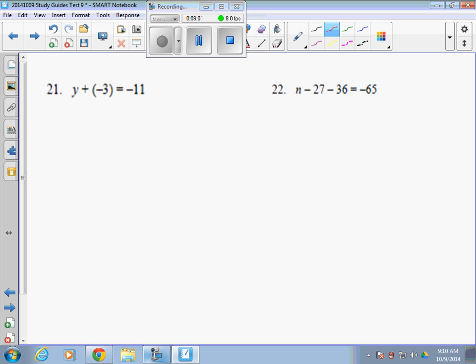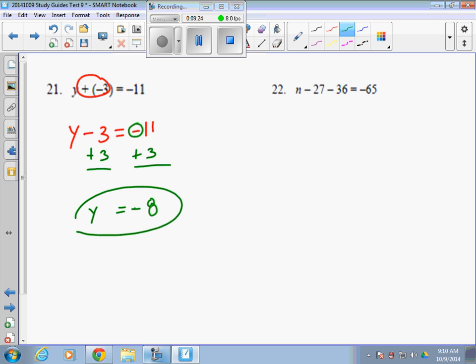21 says y plus a negative 3. Plus a negative, anytime you have that, means minus. So y minus 3 equals negative 11. We know how to undo minus something. You add it. So if you add 3, do the same to the other side. Again, opposite signs, subtract them. 11 minus 3 is going to be 8, and keep the sign of the larger absolute value. Y is negative 8.